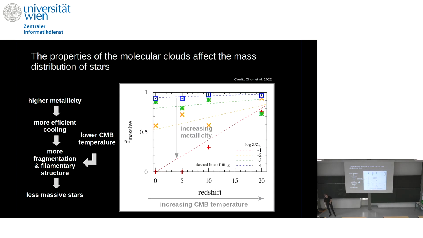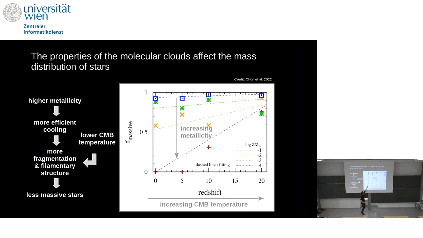But to quantify this more easily, we plot redshift on the x-axis, so the CMB temperature increases along it. On the y-axis we plot the mass that is in massive stars, in this case all the stars more massive than 10 solar masses. For the low metallicity case, the blue line, the CMB temperature doesn't make any difference, which makes sense because you can't cool that gas down much.